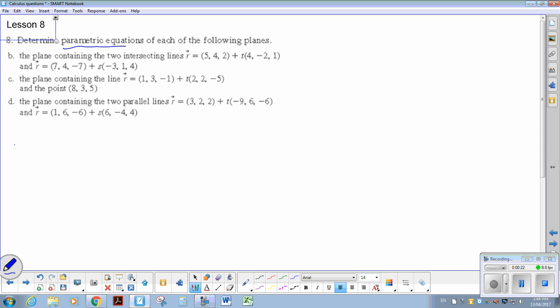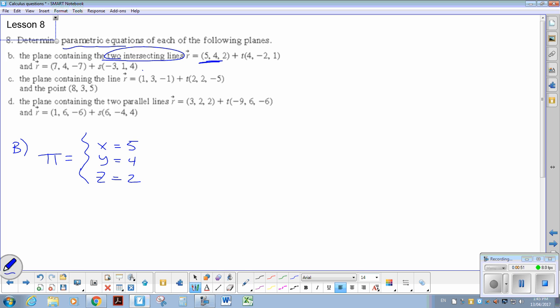So for B, we want the plane containing two intersecting lines. They tell us that these two lines intersect already, okay? So for our plane equation, since these two lines intersect, I don't have to find the intersection point. They tell me it intersects, so I just need a point on the plane. So for my parametric, my reference point, I'm just going to use one of the points from the line, because that line is going to be on it.